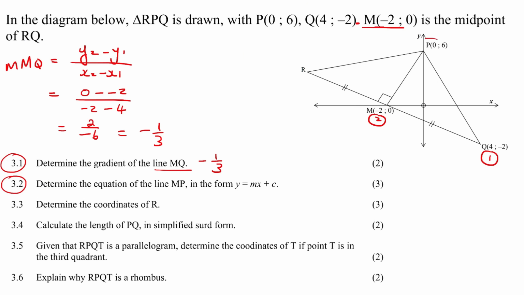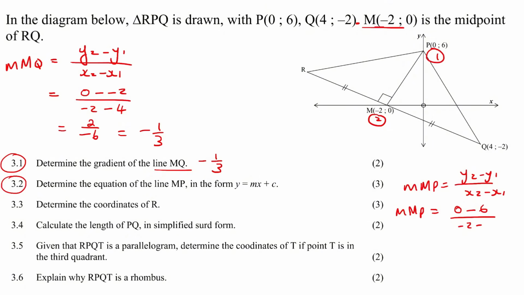I'm rather just going to realize, hey, they've given us the coordinates. We might as well just go work out the gradient all over again. Yes, it's probably a bit longer, but I think most of you watching this will find that a little bit easier to understand. And so you're going to end up with 0 take away 6 over minus 2 take away 0, and that's going to end up giving you 3. And so now we have the gradient of this line, so we can say y equals mx plus c. So y equals 3x plus c.